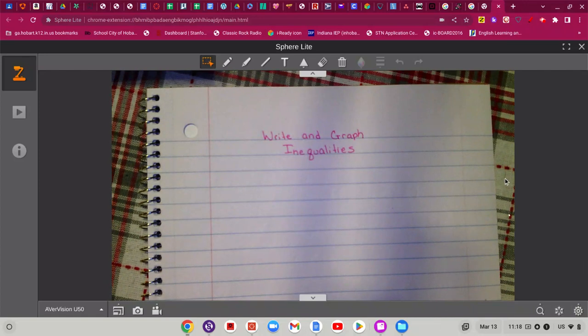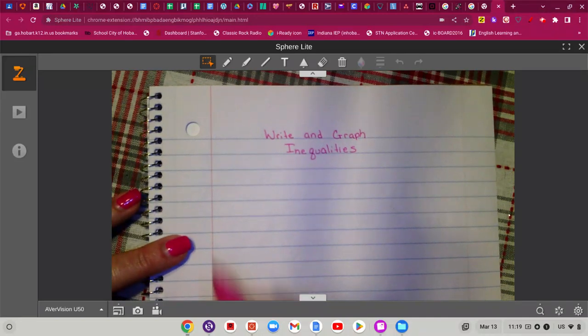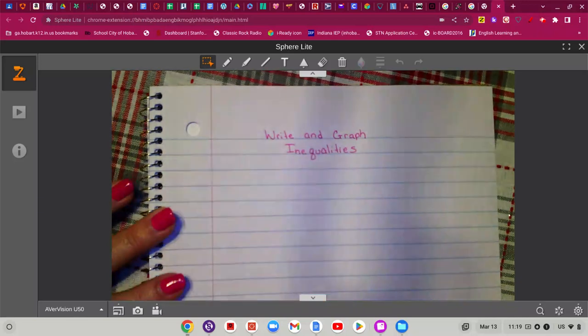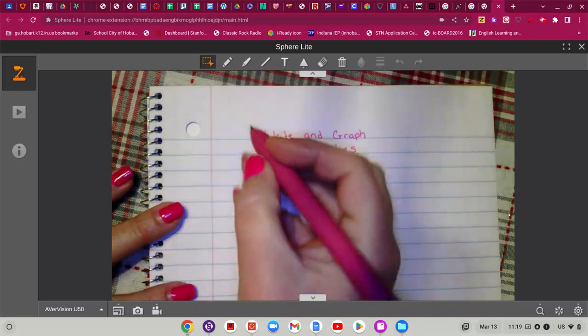All right, so what we're going to be working on today is continuing from yesterday when we were solving equations that had inequalities. And one of the things I mentioned yesterday was that there's an infinite number of right answers to an equation when it has an inequality. So what we're going to look at today is how to write an inequality and then also graphing an inequality. So I just want to review our 4 signs that we learned yesterday.